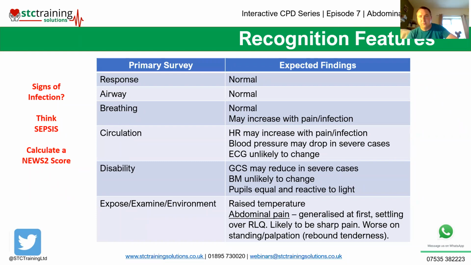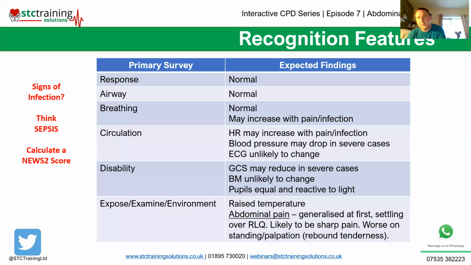Obviously, again, as it says in red at the side there, if you've got any signs of infection, you've got to think sepsis, haven't you? So calculate a NEWS2 score nice and early. Those of you that aren't familiar with NEWS2, we're going to be covering it in patient assessment in some more detail coming up. So think about NEWS and sepsis, of course. Blood pressure is unlikely to change in the early stages. A bit of pain sometimes puts your blood pressure up, if anything. Of course, in late stages, if you've got a ruptured appendix and in the throes of sepsis, blood pressure may well drop. ECGs aren't likely to change in anything we really talk about tonight.